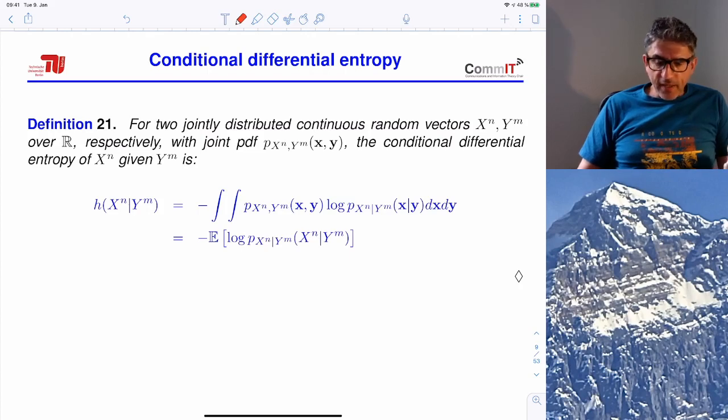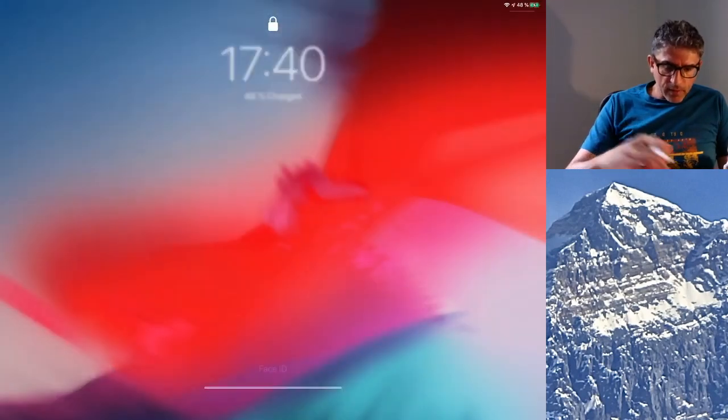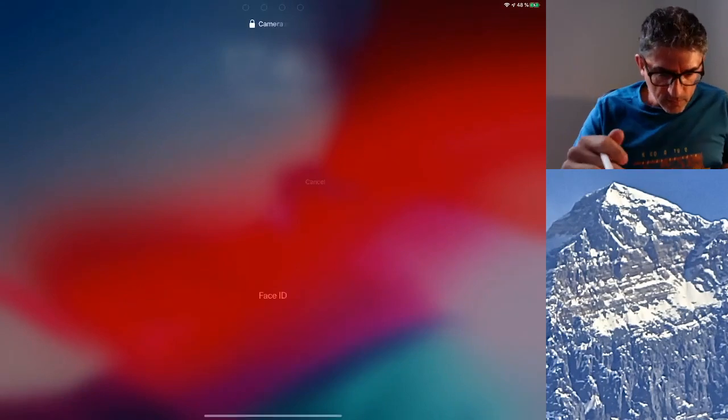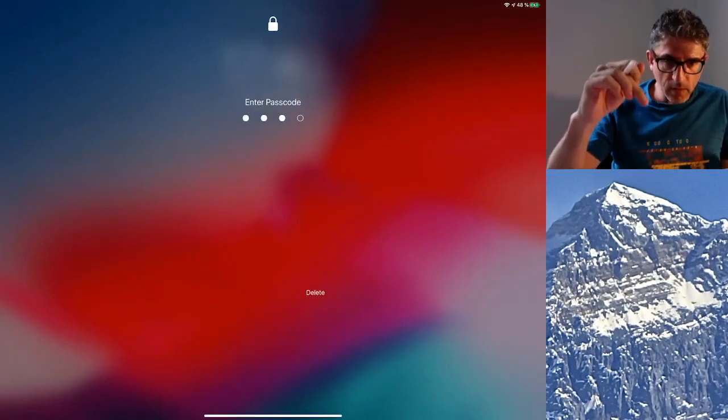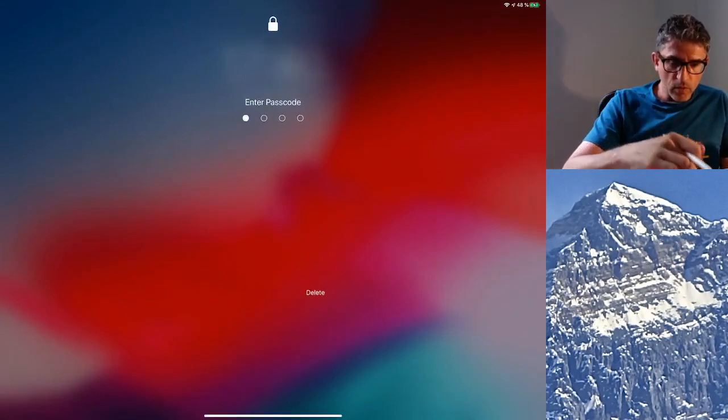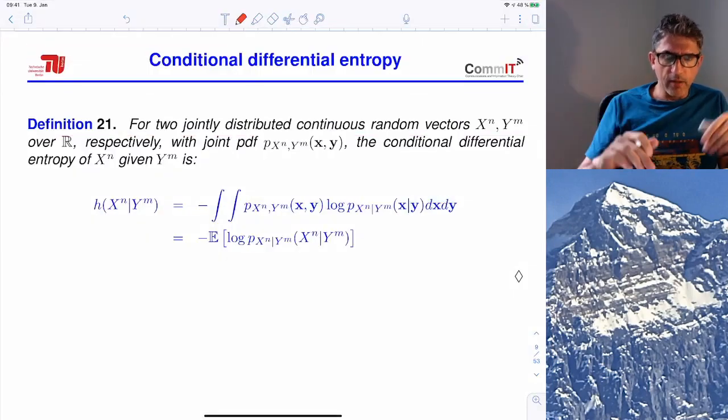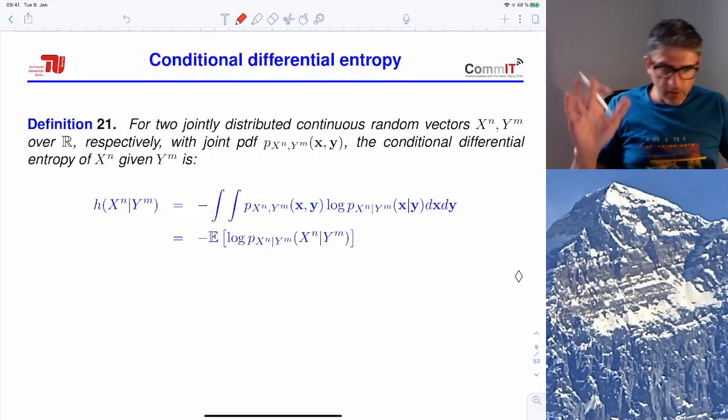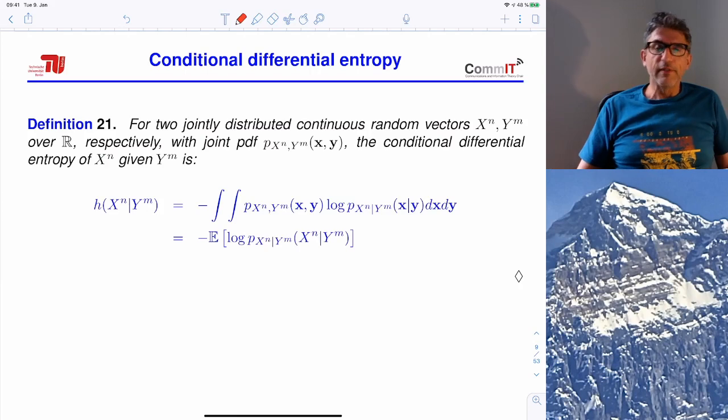Now, extending, oopsie, what happened here? I touched the wrong button. Okay. No. Okay, good. If I touch the wrong button, this explodes.